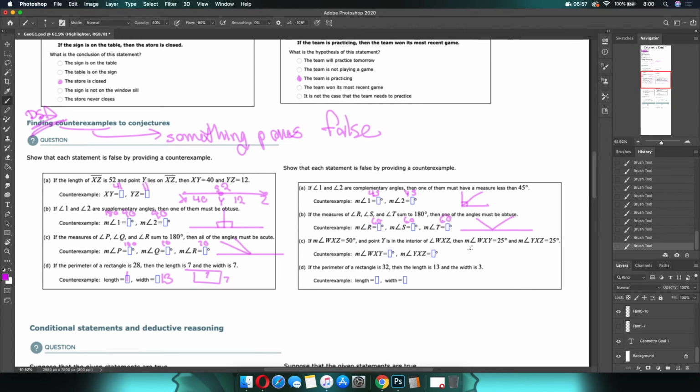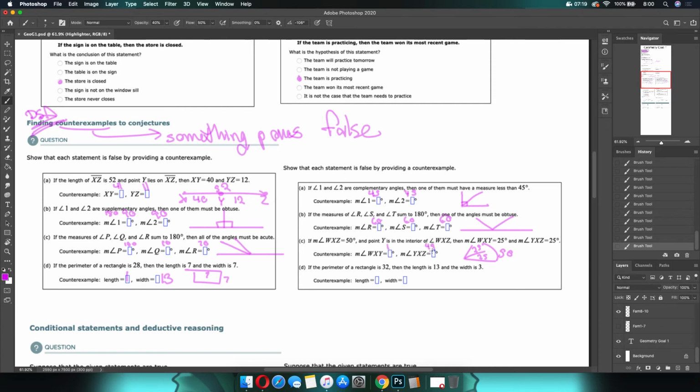Let's see here. We have an angle measure, WXZ. So WXZ of 50 degrees. And then Y is in the interior. So the only option is 25 and 25. Well, gosh, that's really hard. What's the most extreme counterexample I can think of? What about 1 and 49?